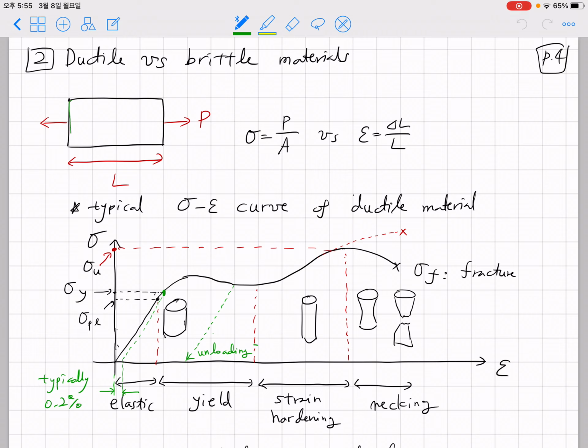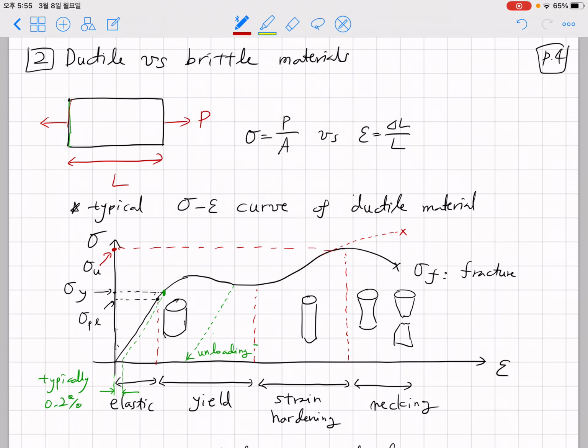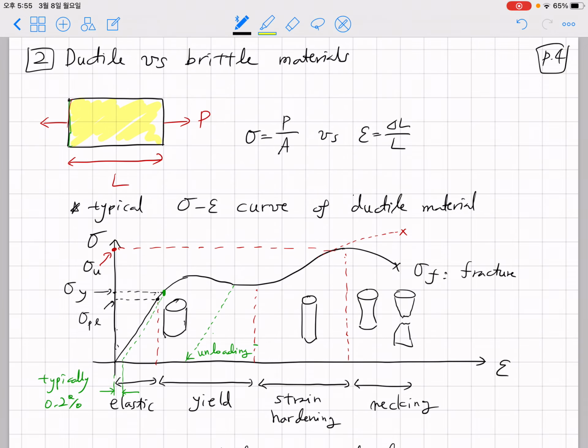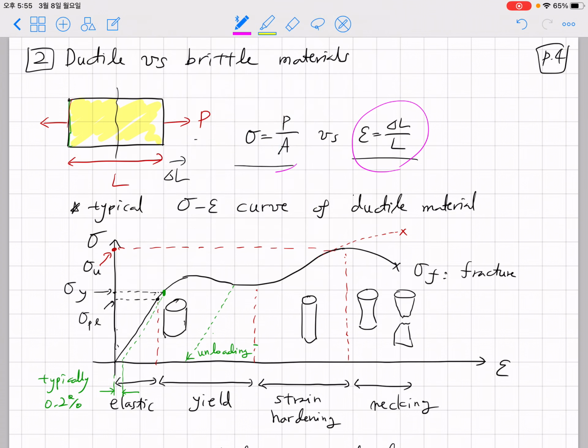If you consider some sort of cylindrical pillar, or a pillar of any other shape, under tension with the force P, then the stress at this imaginary cut will be P over A, and the strain will be the displacement delta L divided by L, right? So this will be strain and this will be stress.